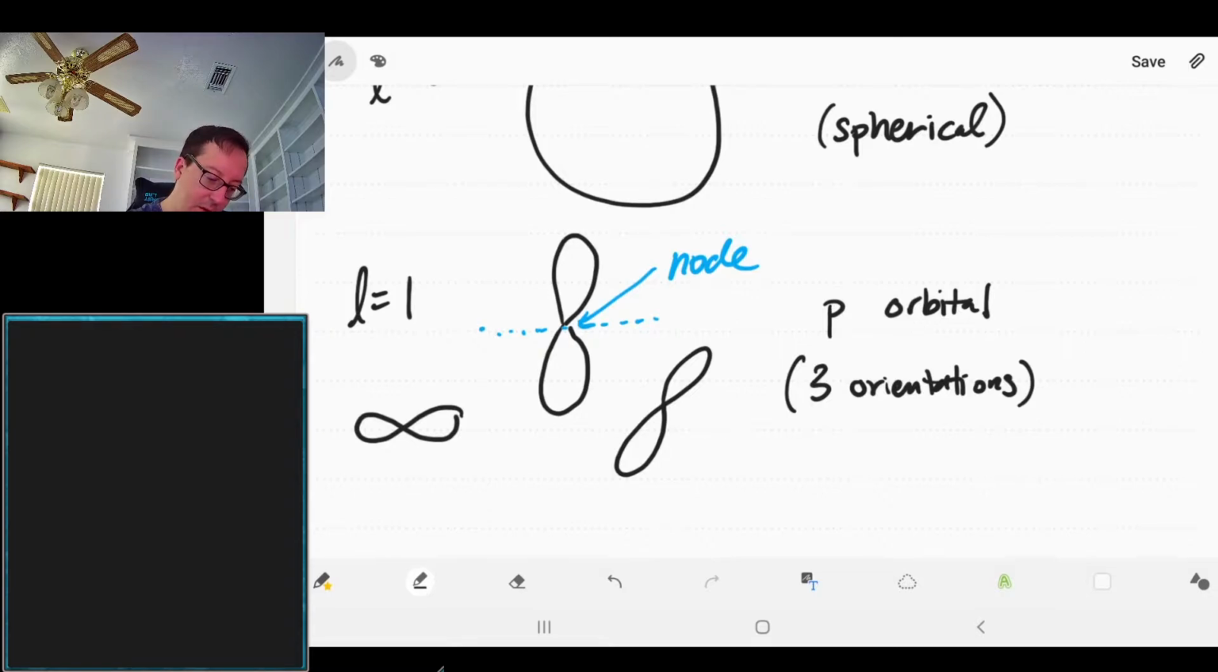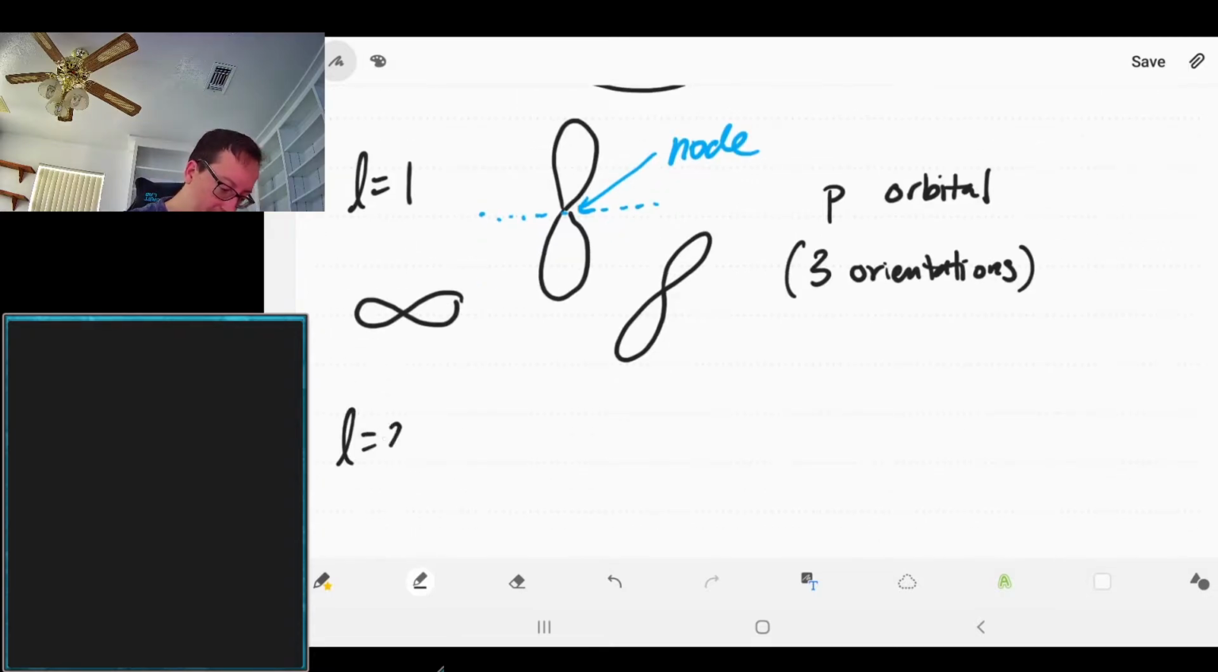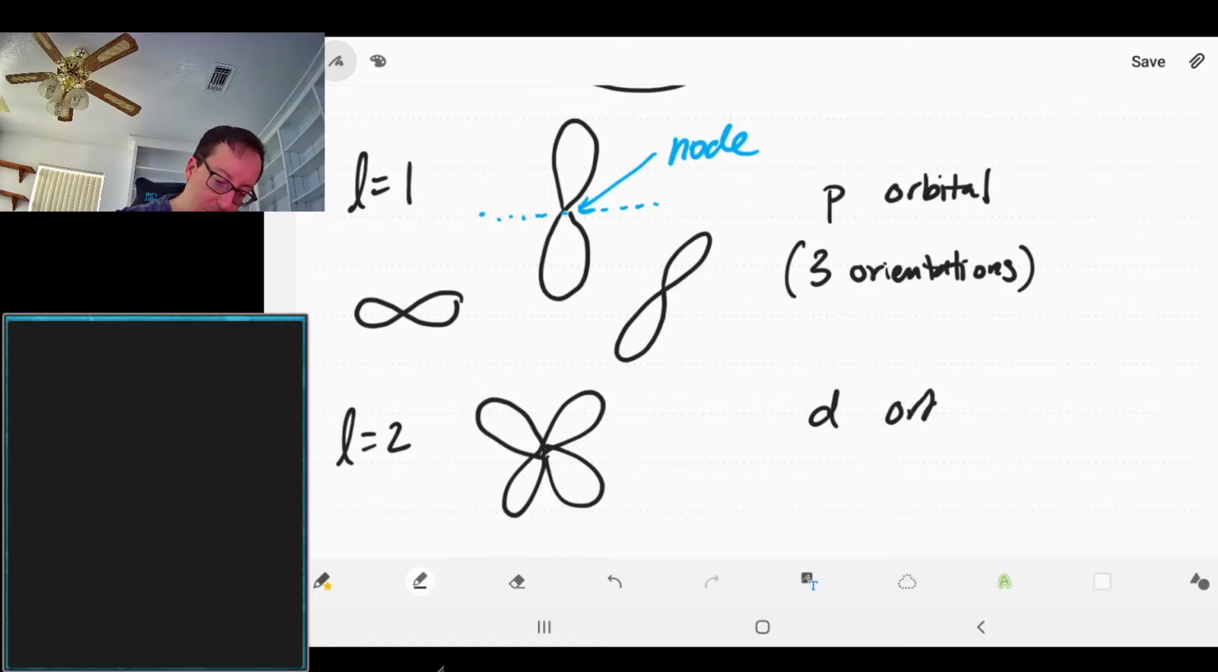If we keep on going, we're going to see that there are more shapes that we can occupy. This is a d orbital. At one point, I knew where these letters came from, by the way, but I do not remember at all anymore. I know the s came from spherical, but the p, d, and what we'll see are f, I do not remember where those come from.